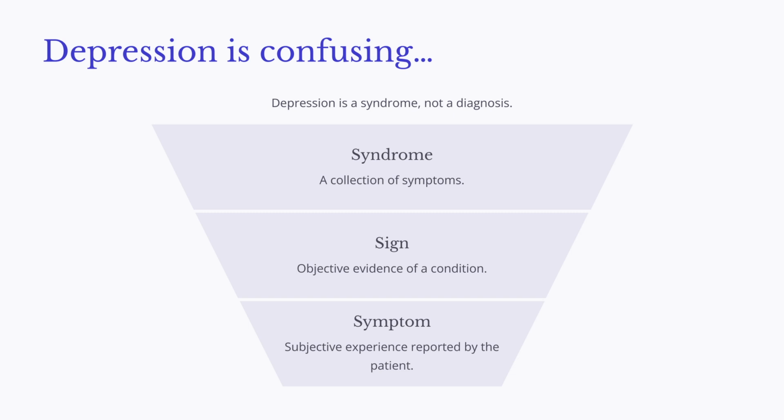So symptoms are subjective and determined from patients' descriptions. A sign is an objective indication of a medical condition that can be observed by someone else. Examples are a rash, elevated blood pressure, or a fever.